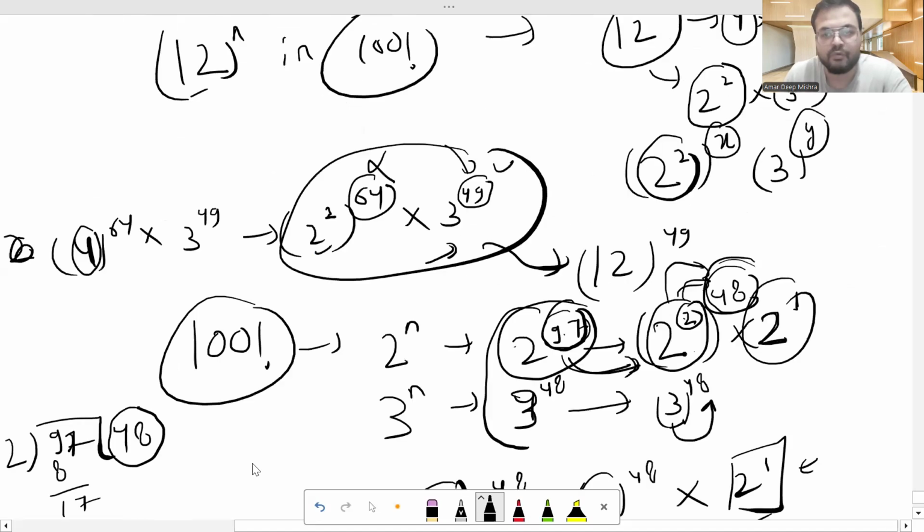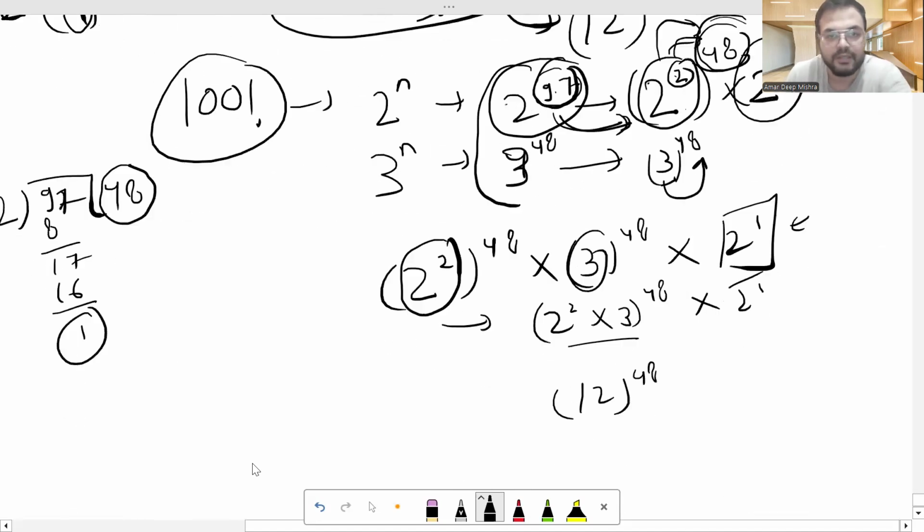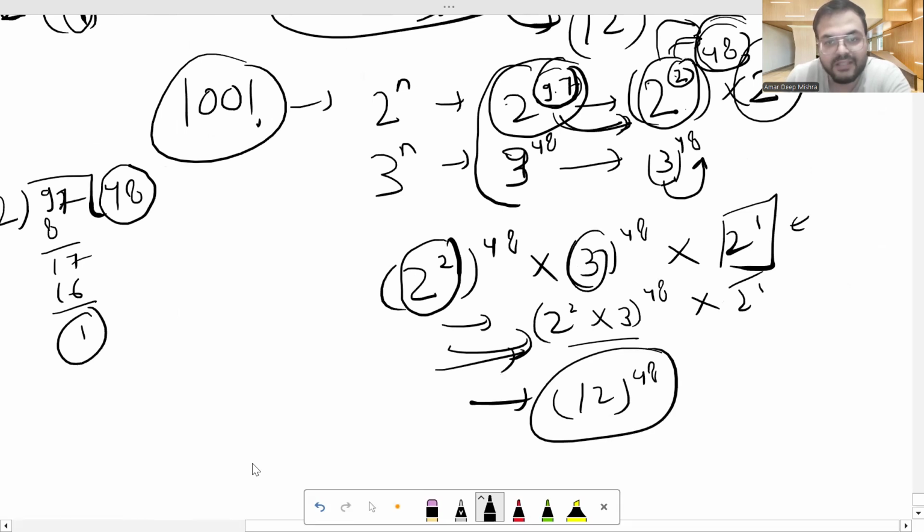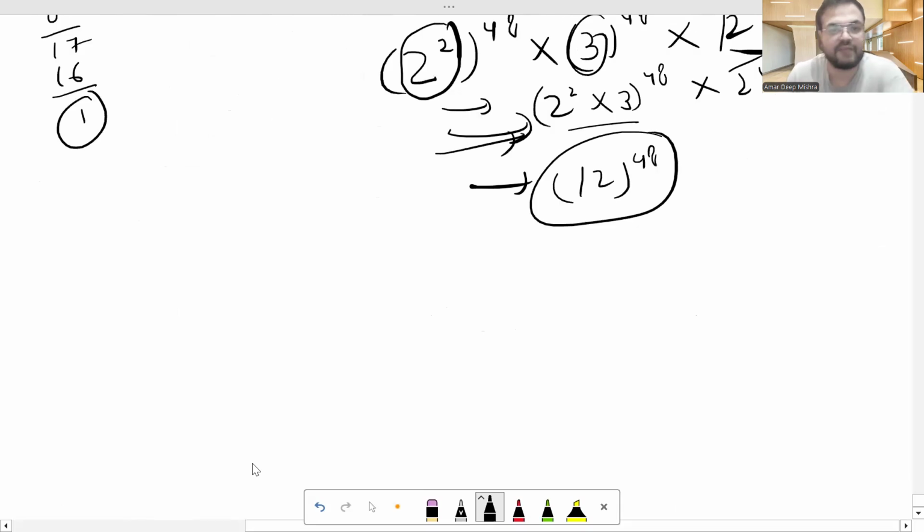So you don't have to write down this step. Okay. You don't have to write down this step. I have just written it to make the things more clear to you. Okay. So this is how we find out the power of any composite number. Similarly, if I give you an example, this question, by the way, you have to find out on your own. Find the power of 24 in 100 factorial.